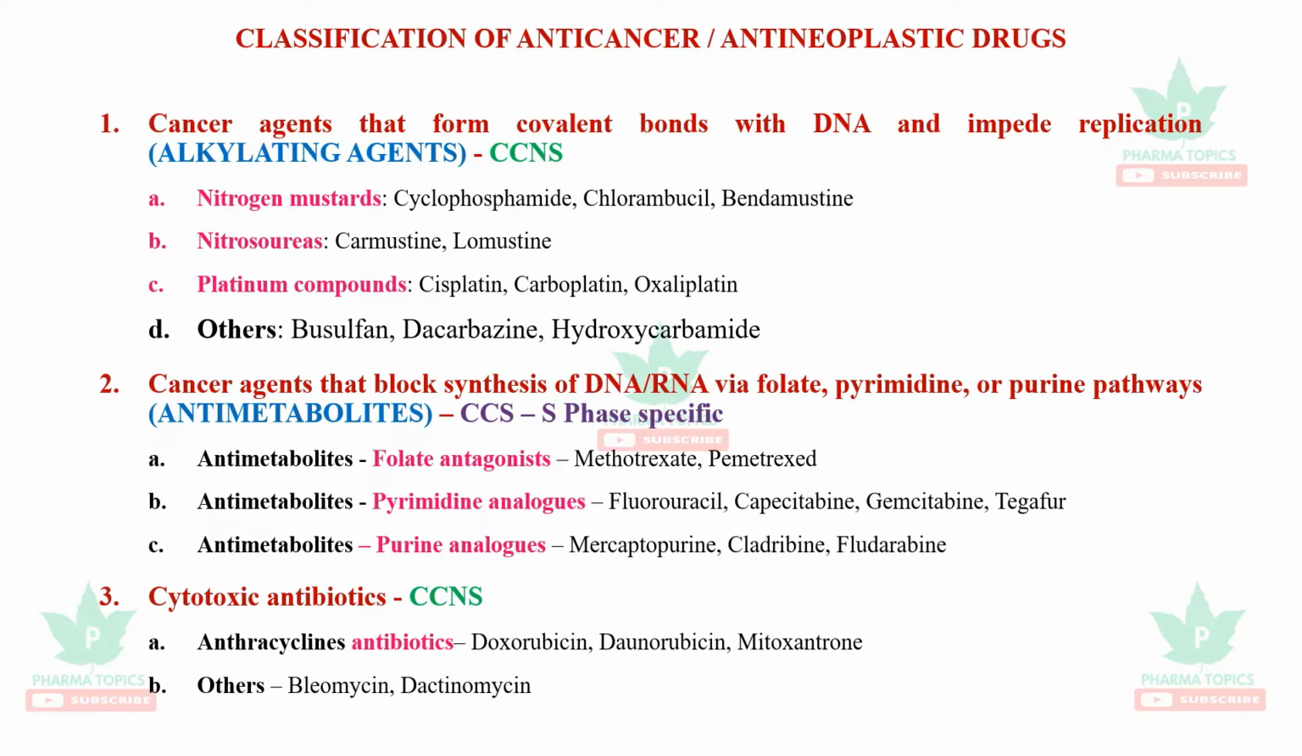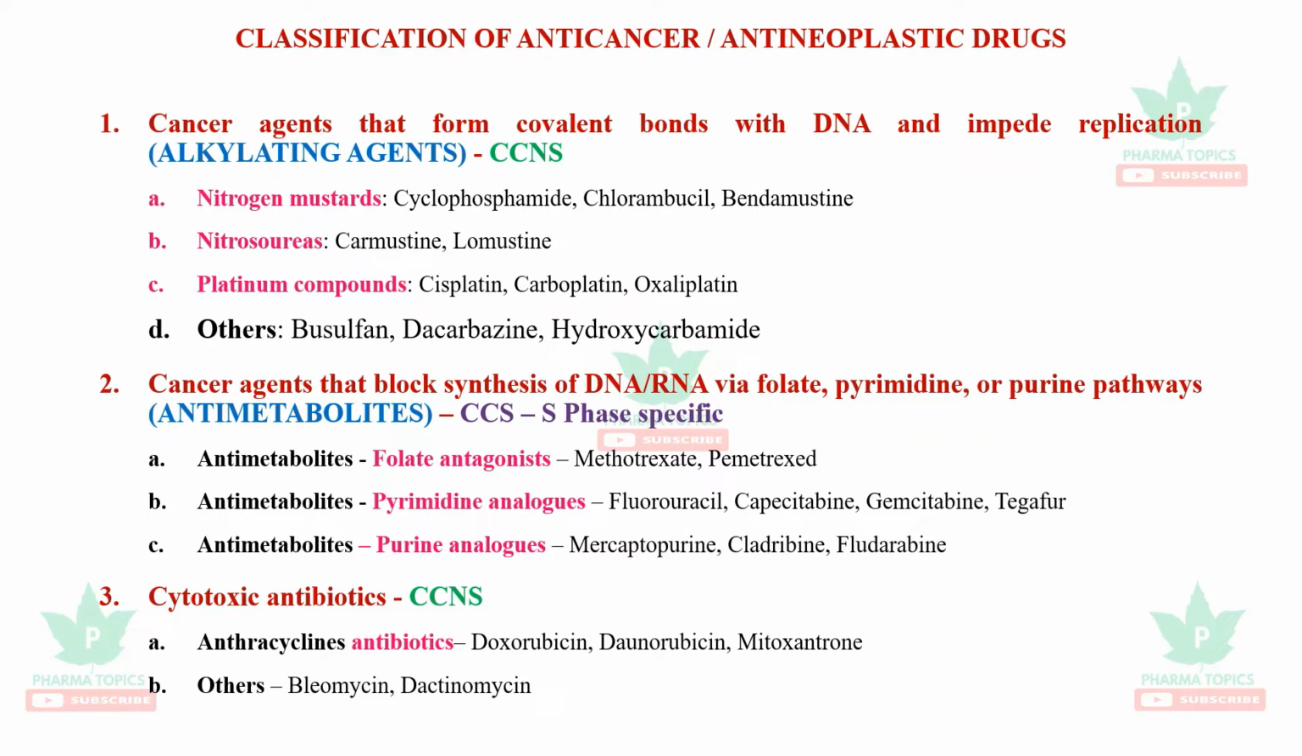First set is cancer agents that form covalent bonds with the DNA and reduce the multiplication of the cancerous cells. They are alkylating agents and they are cell cycle non-specific. It is of nitrogen mustards: cyclophosphamide, chlorambucil, bendamustine; nitrosoureas: carmustine, lomustine; platinum compounds: cisplatin, carboplatin, oxaliplatin; and others are busulfan, dacarbazine, and hydroxycarbamide.